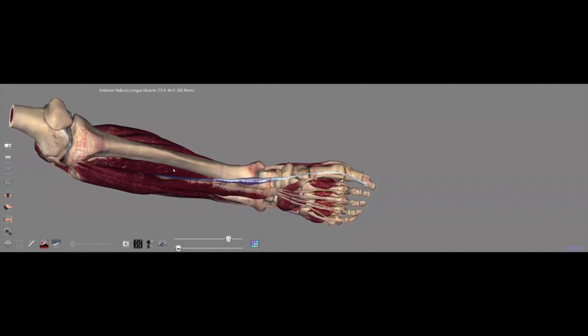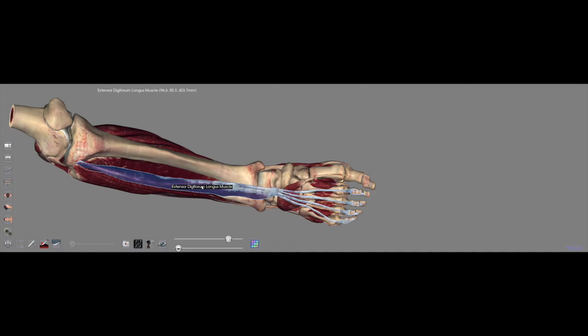Because of its orientation and attachments, the extensor hallucis longus muscle acts to be the primary extensor of the hallucis or great toe, and it also contributes to ankle dorsiflexion. The final muscle that you will find in everyone in the anterior compartment of the leg is going to be the extensor digitorum longus muscle.